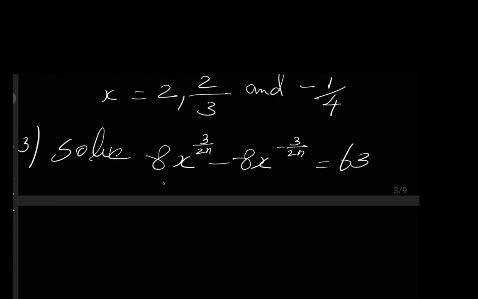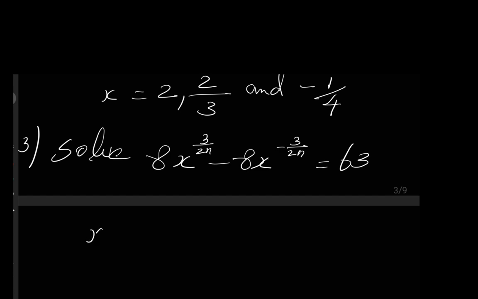See the third sum. Solve. You have to find the value of x. 8x power 3 by 2n minus 8x power minus 3 by 2n equal to 63. So you have to find the value of x. See, usually when you do the above two sums, we got quadratic and then cubic equation. But here the power of x is nth root they given. So you are supposed to find n root, but this is not possible. We try to find as much as possible the value of x. So that 8x power 3 by 2n, same 8x power minus 3 by 2n. So if you find the difference, you are getting 63.